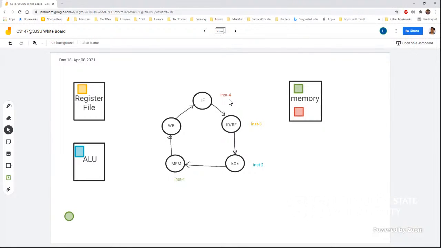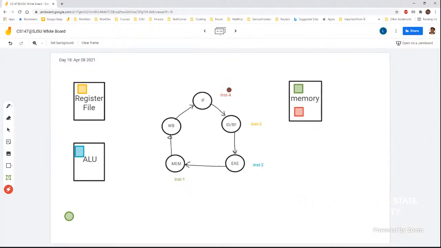That is the conflict, the structural hazard that we talked about towards the end of this lecture. How can we solve this problem? Think: what is instruction 1 doing at this point? It is probably writing some data into the memory or reading some data from the memory.